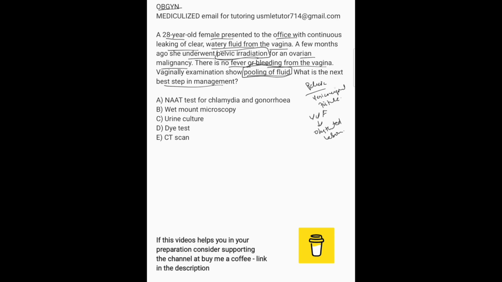But here it's the pelvic irradiation, prolonged labor, obstructed labor. These are other risk factors. So now let's go over what you do for vesicovaginal fistula. Here, the first is a NAT test for chlamydia and gonorrhea. Remember, chlamydia and gonorrhea will cause mucopurulent discharge. Also, they wouldn't cause this pooling of fluid. So this would be the wrong answer.